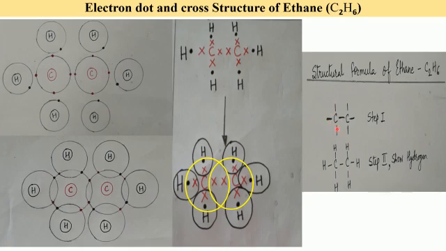Carbon with 4 valencies you will show, and then you will write down the hydrogens. So between carbon and hydrogen there is sharing of only one pair of electron, hence single bond. So everywhere there will be single bond between carbon and hydrogen. And even between the two carbon we will have a single bond because only one pair of electron is shared. So that is the electron dot cross structure and structural formula for ethane.